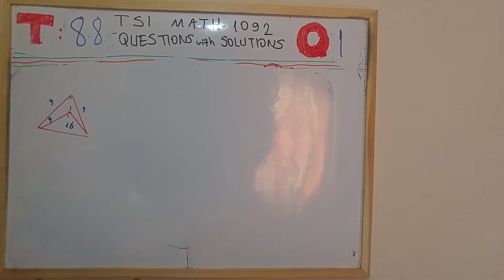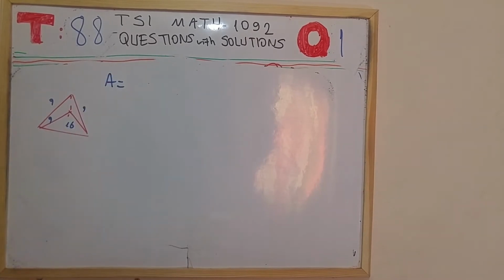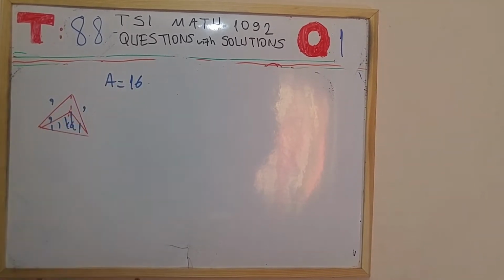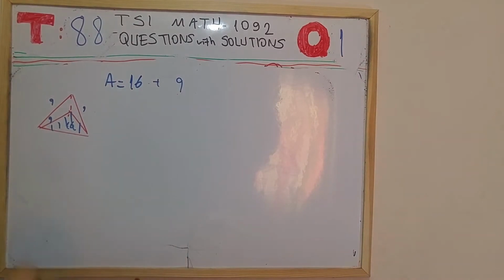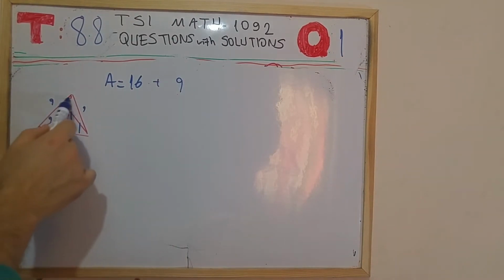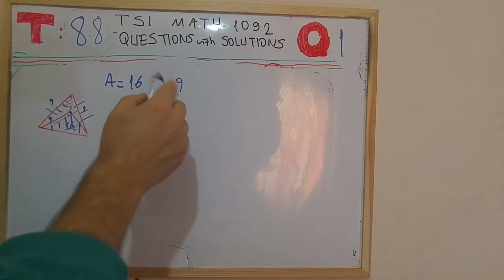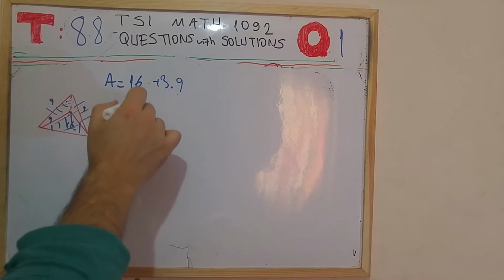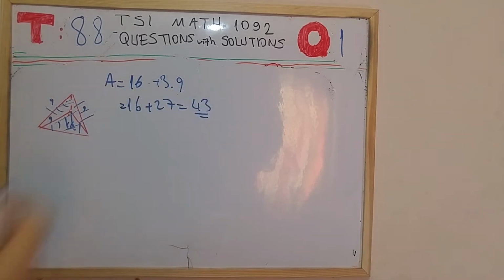Triangular pyramid, and the base area, so let me calculate the total area. The base area is equal to 16 centimeters squared. This is the base, and each face has an area of 9 centimeters squared, and I have three faces here: this front face, right side face, and left side face. So I just need to multiply 3 by 9. That is equal to 16 plus 27, which makes 43.